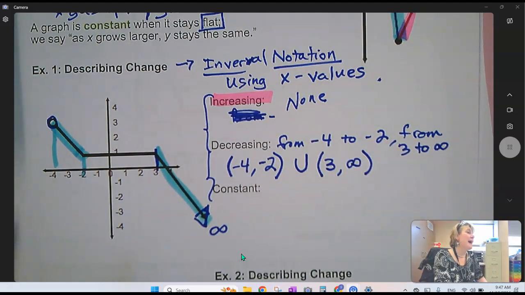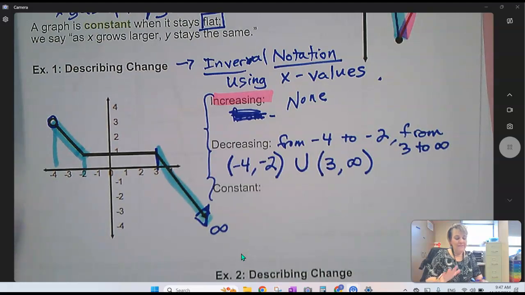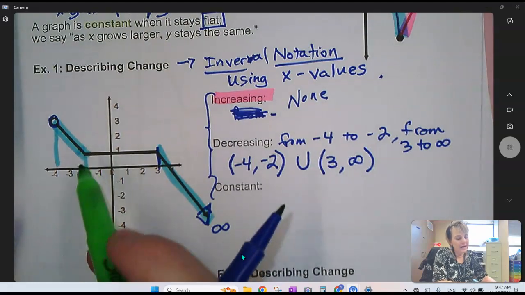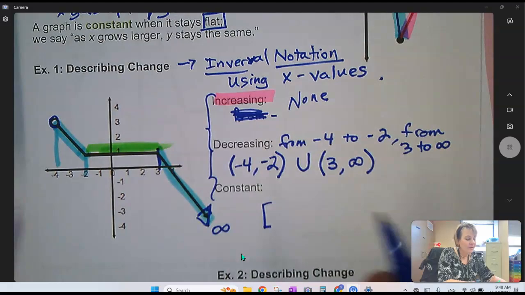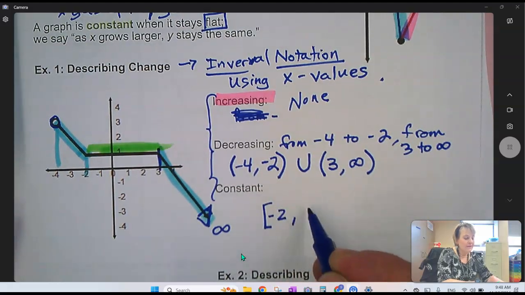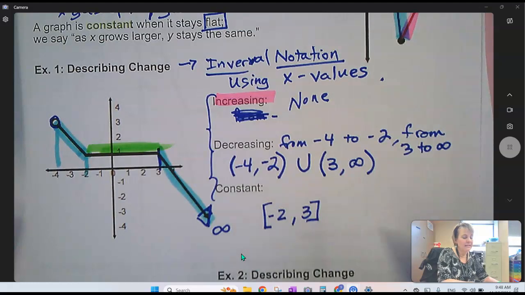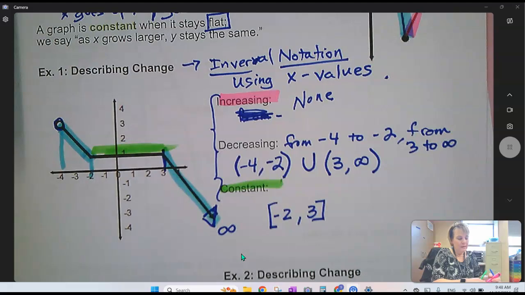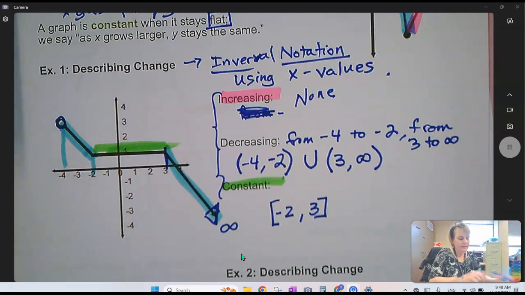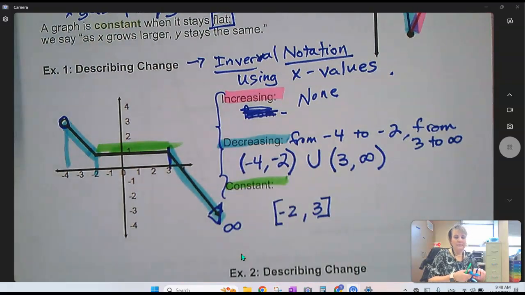Both open because at those points is where the constant part is, right? So we don't want to include that. The graph isn't actually increasing for that little portion right there. For the constant portion, -2 to 3, we can write it either open or closed. I don't mind. Here, we'll make our decreasing blue like that. What questions do you have on that?